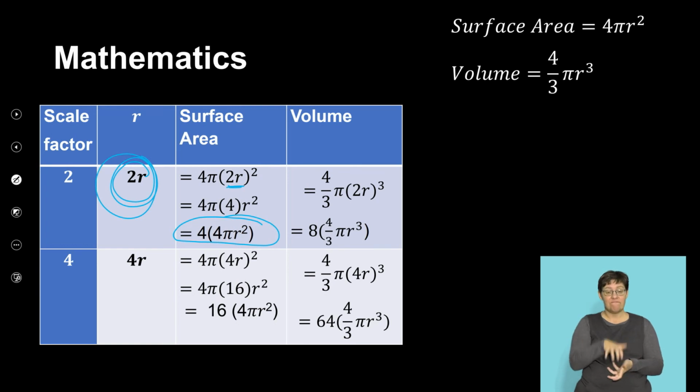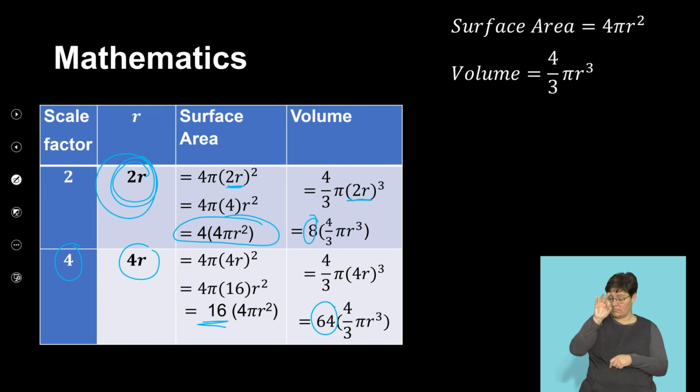With the volume, we can see that it was true, that by substituting in 2r as my new radius, my new volume is 8 times my old volume. So again, the scale factor cubed times the old volume is the new volume. The exact same thing happened when my scale factor was 4. I have my scale factor squared times my old surface area to get my new surface area. And similarly, I've got my scale factor cubed times the old volume as the new volume.